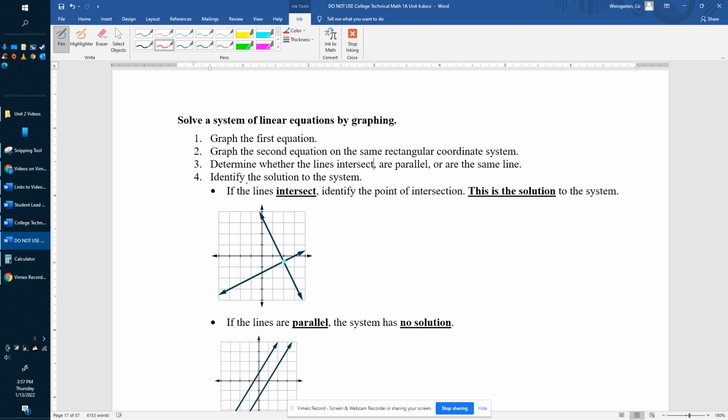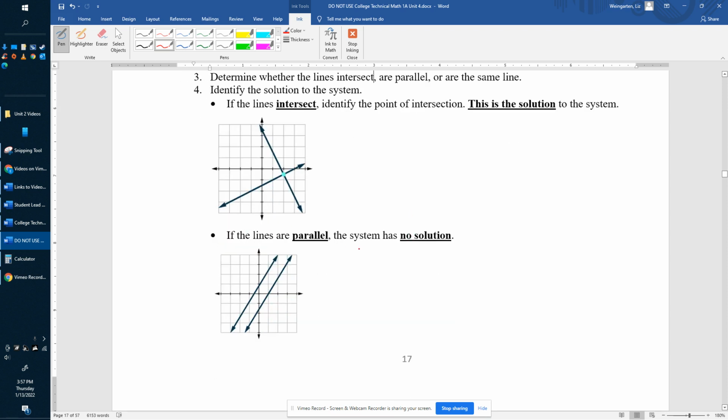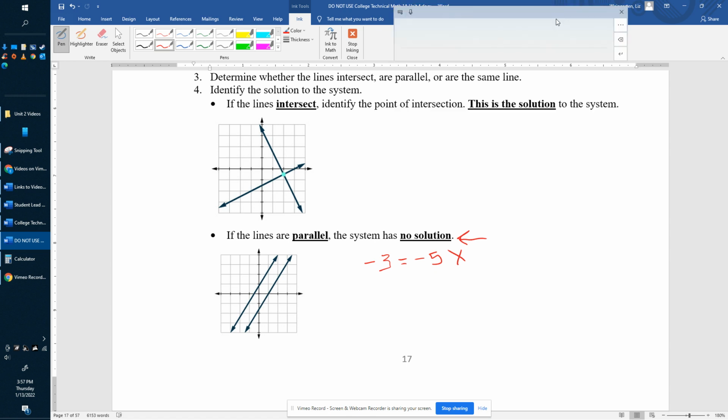If the lines intersect, there is a point of intersection that is the one and only solution to the system. If the lines are parallel, the system has no solution. You're going to get something weird like we had seen before where -3 equals -5. You know it's not true. That's where you're going to have no solution. That means the lines are parallel, they never cross.